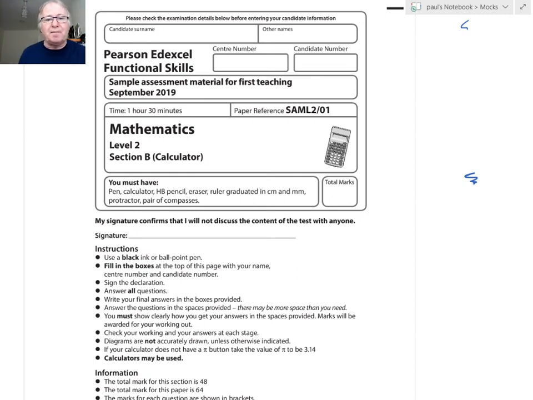There you go. Right, Pearson Edexcel Functional Skills Level 2 Calculator. Quite a tricky one, that.